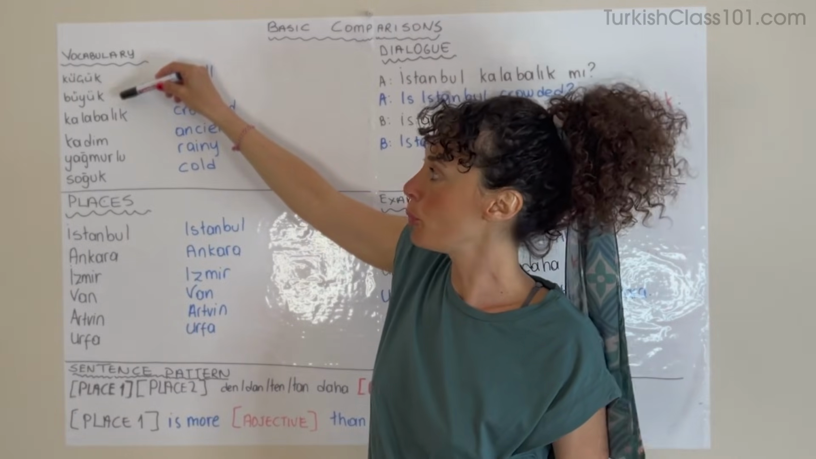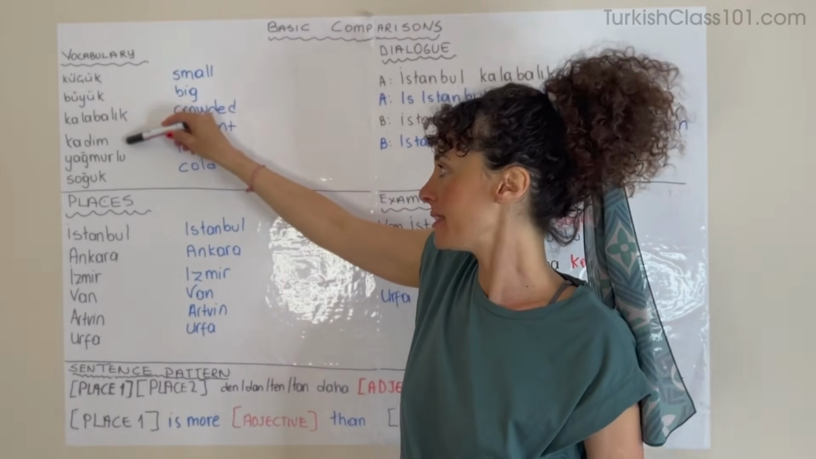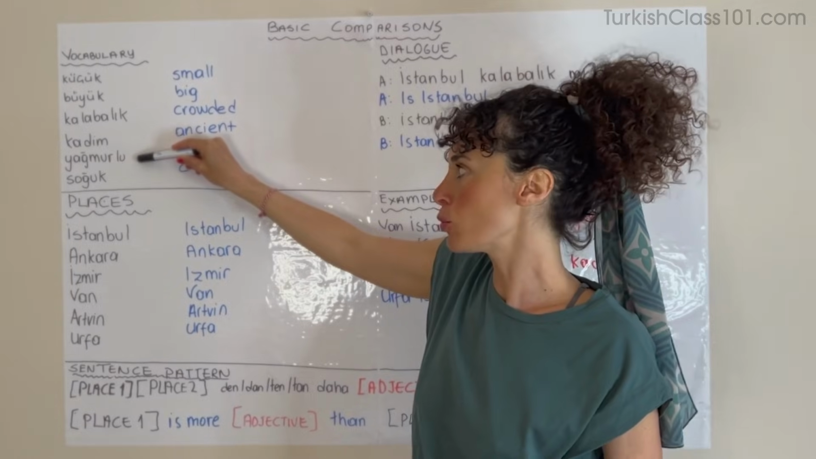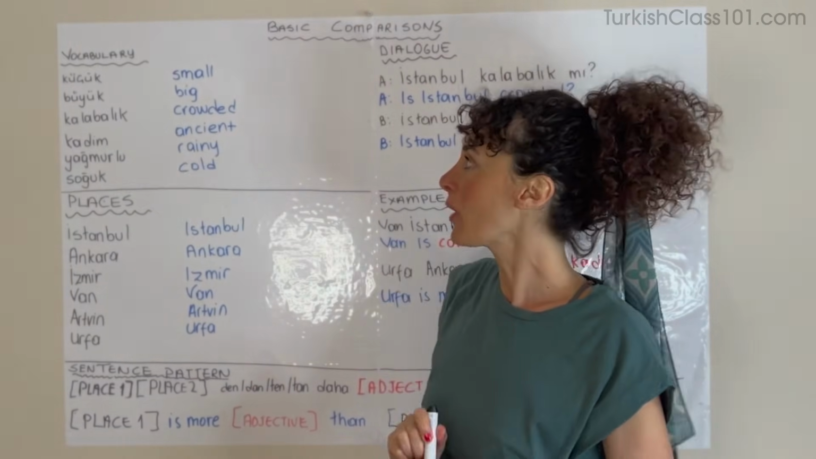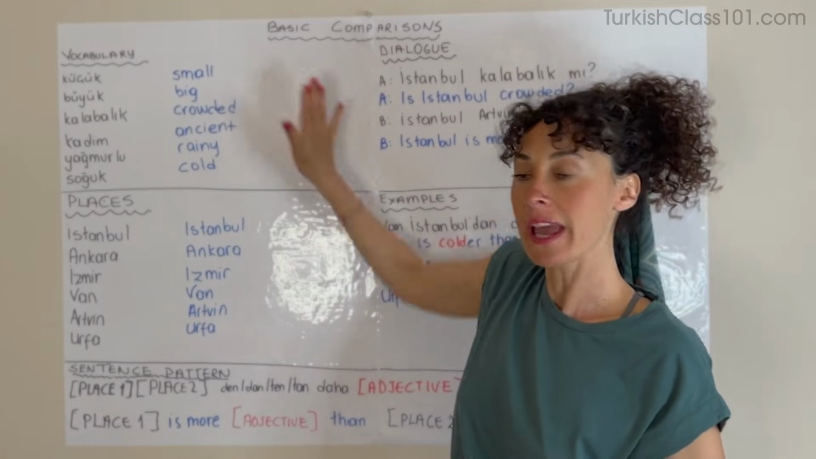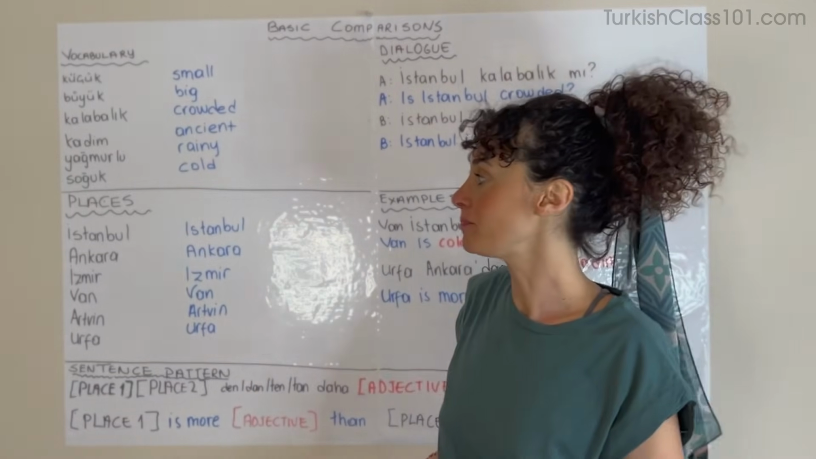Küçük, büyük, kalabalık, kadim, yağmurlu, soğuk. Okay, these are our vocabulary. And we have our Turkish city names here.